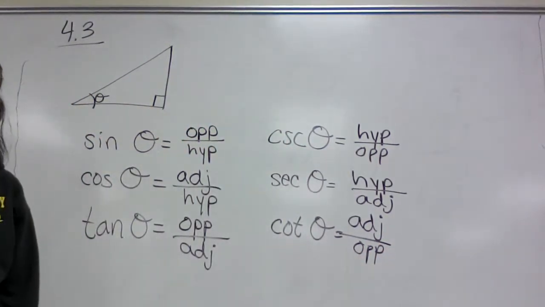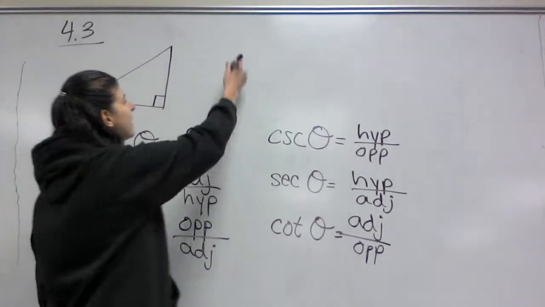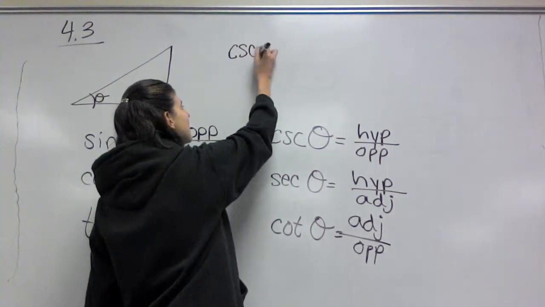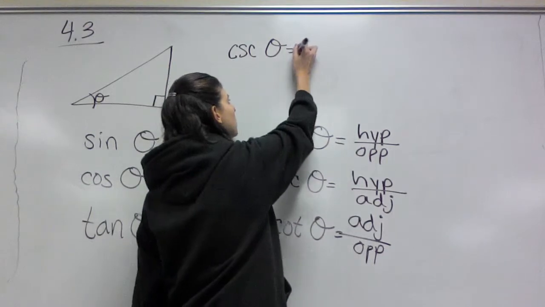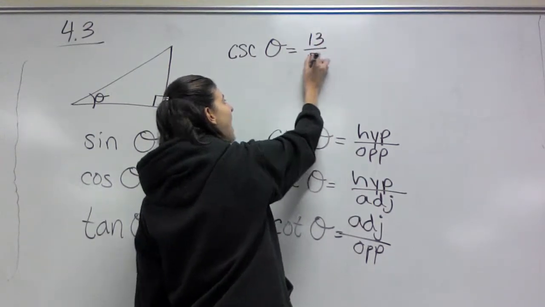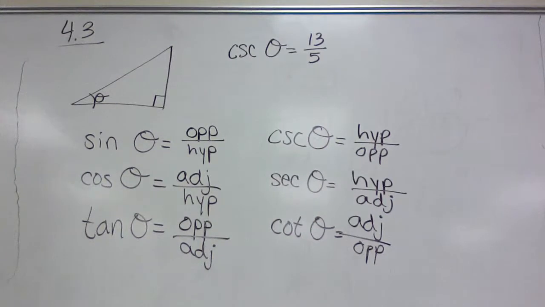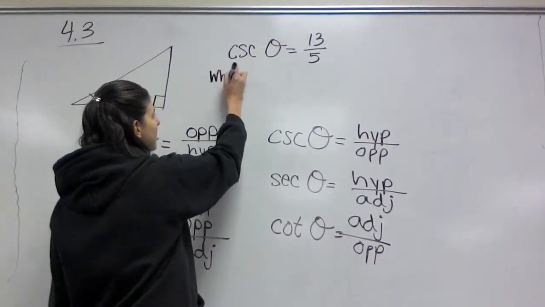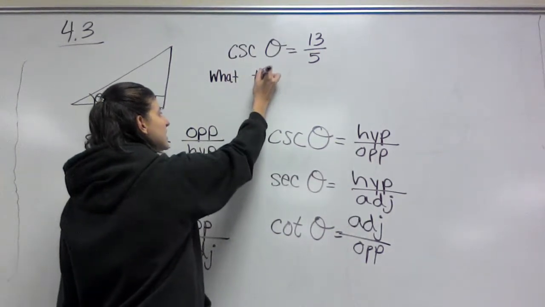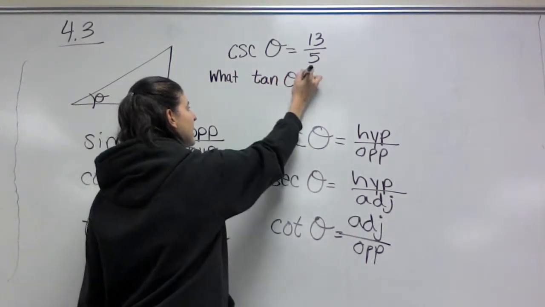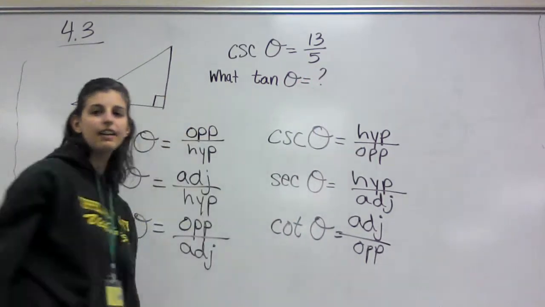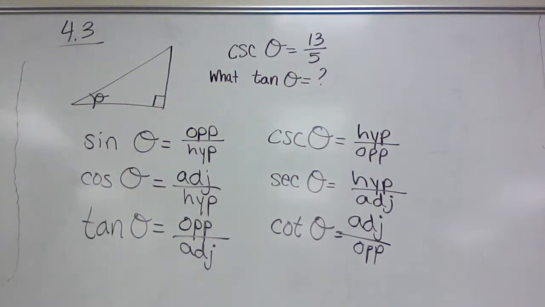So how does this help us? Well, if I tell you that the cosecant of some angle is equal to 13 over 5, my question is, can you find the tangent of that angle? Let's talk about this. What is tangent of theta going to be equal to in that same triangle? That's where we're headed. Anybody want to take a stab at how to try to figure this out?